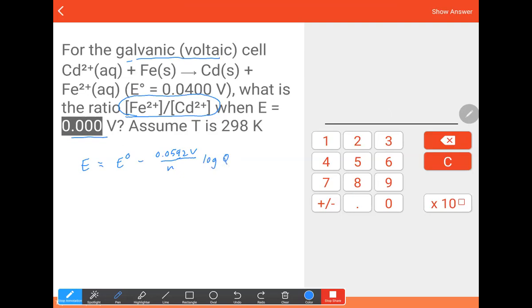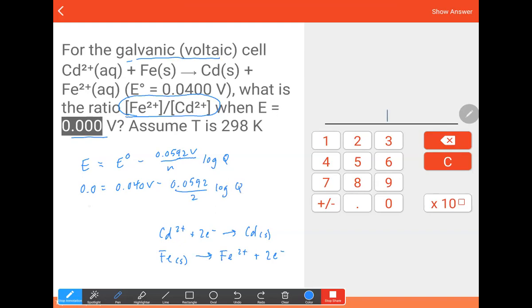Okay, so we're gonna have to solve for the ratio of Q. So let's get Q on its own side to start out. So we have 0.0 volts equals 0.04 volts minus 0.0592. Let's figure out what the N is. So we have 2 plus going to 0. There's 2 electrons. On the other side, we have iron. So it's 2 electrons for both. So that's over 2.